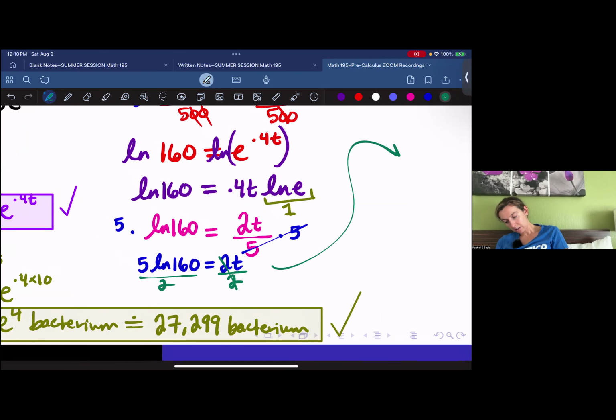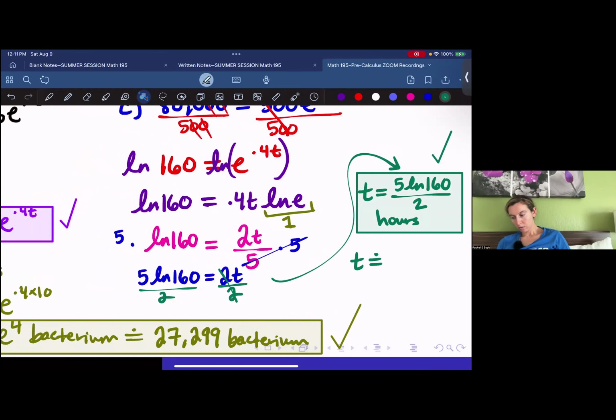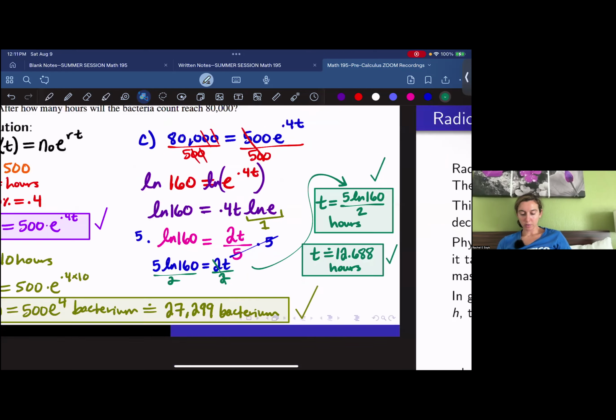So this tells us that in order for us to hit 80,000 bacteria, we need to have been 5 ln of 160 over 2 hours in, which if we put this into our calculator, it's approximated to be, give me a second, 12.688 hours. And we're done.